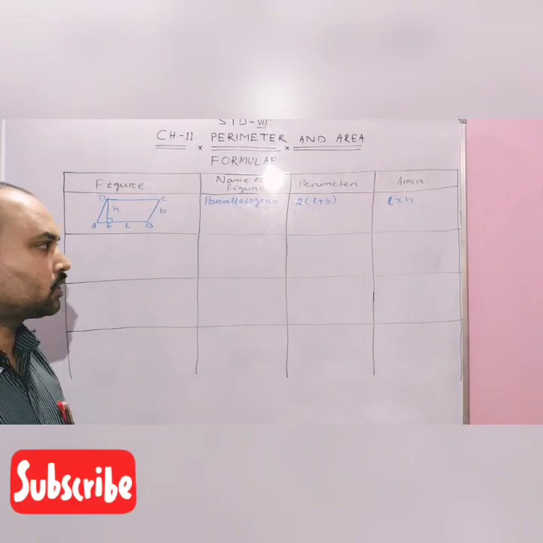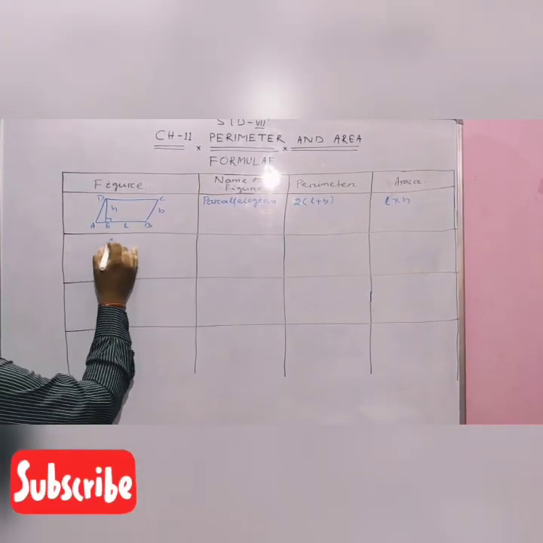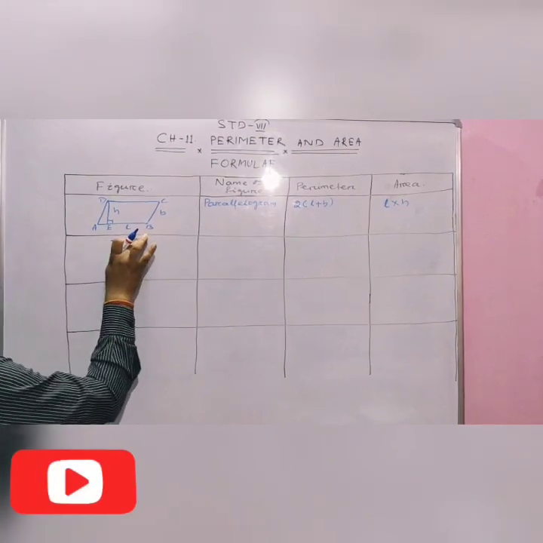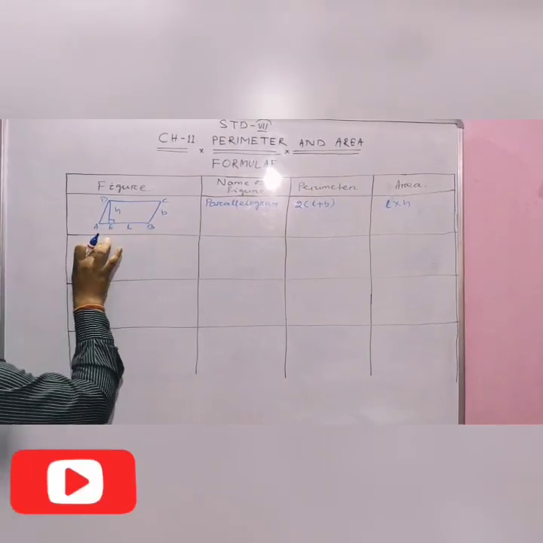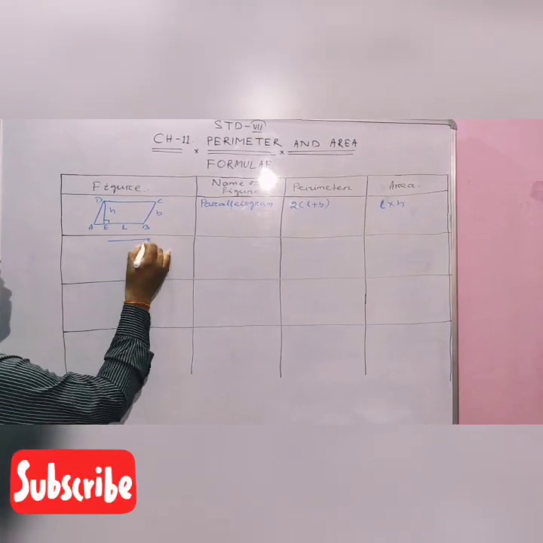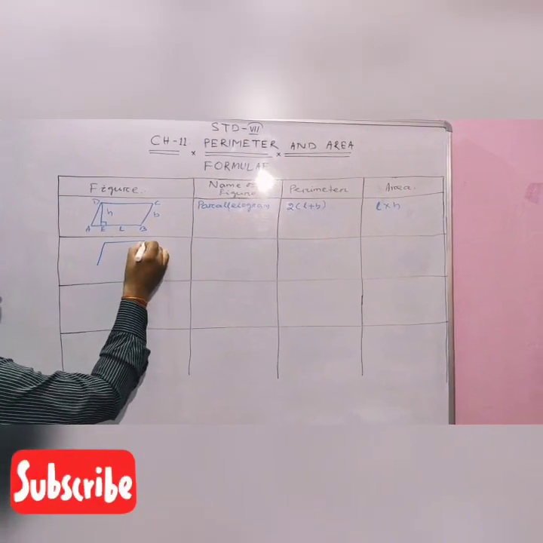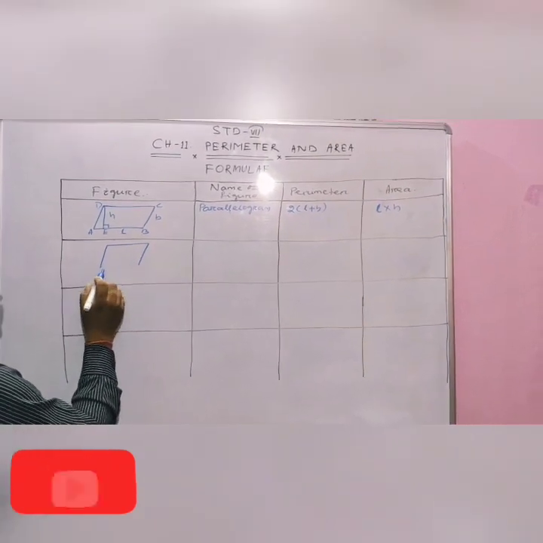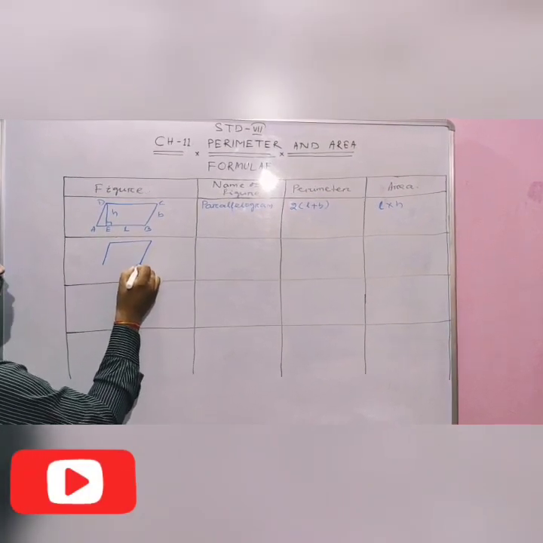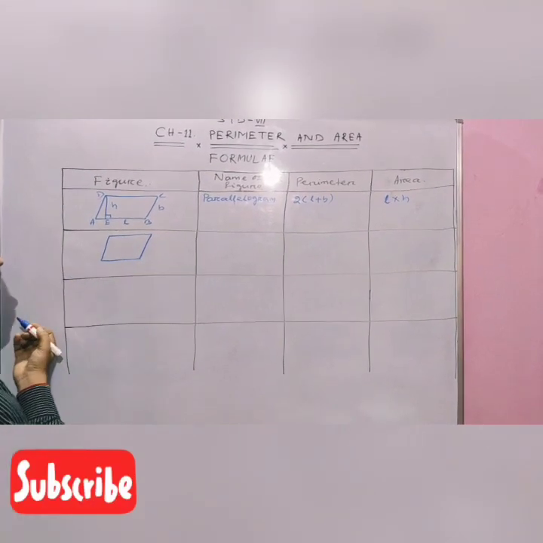Next, we will discuss the rhombus. A rhombus is one type of parallelogram, but here all sides are equal. In a parallelogram, opposite sides are equal, but in a rhombus all sides are equal length. So it is the rhombus.